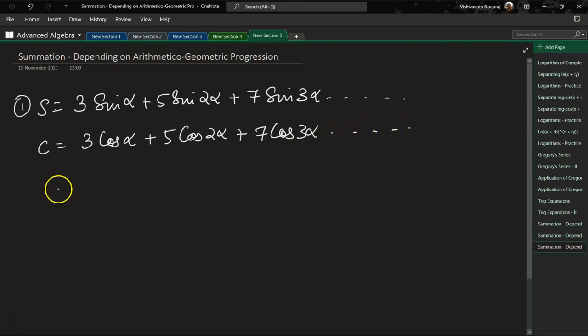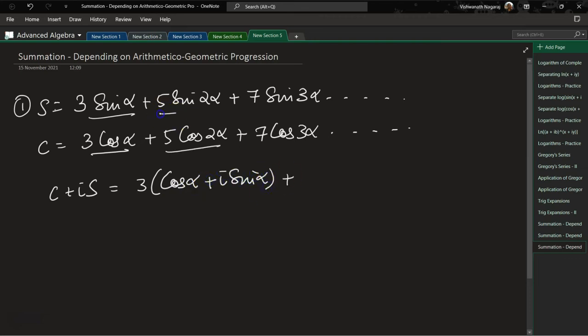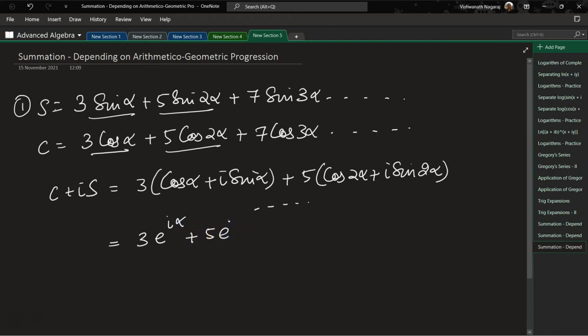So our C plus iS will become, here 3 is common, so 3 times cos alpha plus i sine alpha, plus 5 is common, so 5 times cos 2 alpha plus i sine 2 alpha, and on and on. Okay, now cos alpha plus i sine alpha can be written as e to the power of i alpha, plus 5e to the power of 2i alpha plus 7e to the power of 3i alpha, purely based on the pattern, and on and on.